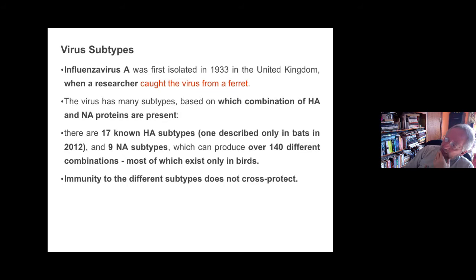which then led to its biological isolation. And from that time, we've discovered many subtypes, which are defined by which HA and NA types are present. There are 17 known hemagglutinin subtypes, one only described in bats, in fact, I think more than one now in bats, and 9 neuraminidase or NA subtypes. So you can get up to 40 different combinations, nearly all of which can only be found in birds. So it's an avian virus. It comes to us from birds.